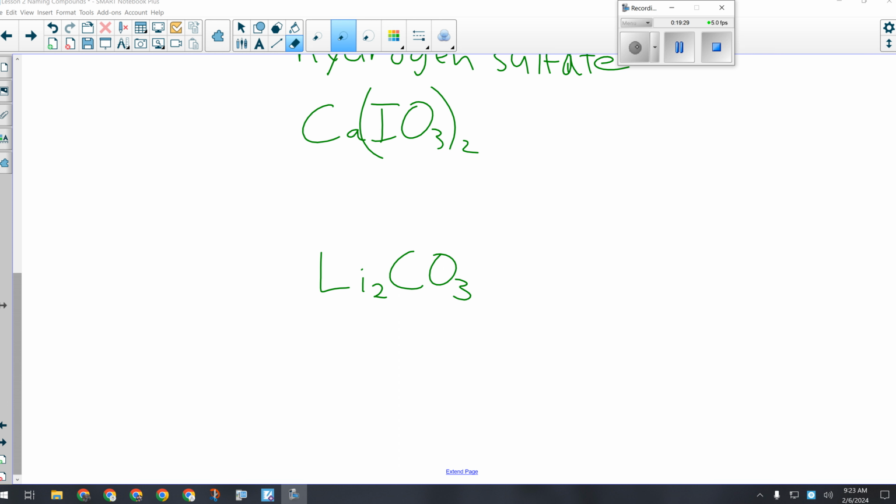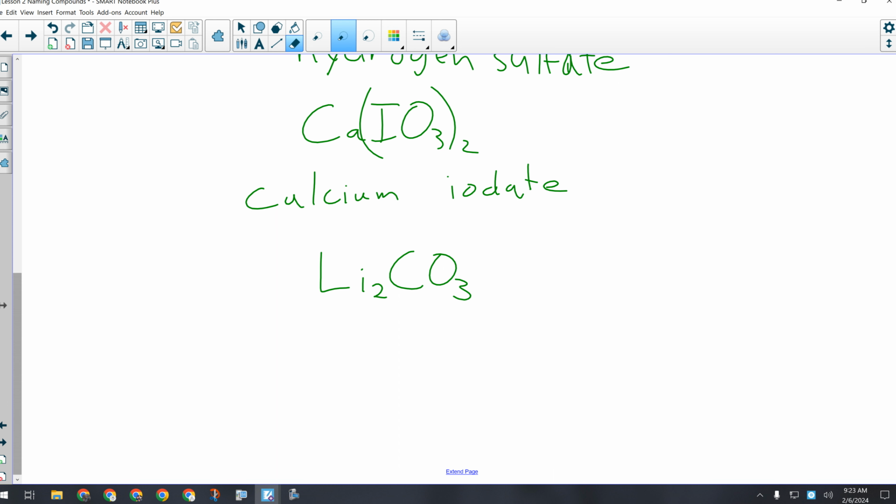Okay, so let's look at the first one there. What does Ca stand for? Calcium, right? So I follow my ionic naming rules. I write the metal first. Okay, and IO3 is iodate. Just calcium iodate. We don't put any prefixes on there. It doesn't matter that there's two of them. Just calcium iodate. All right, what's Li?